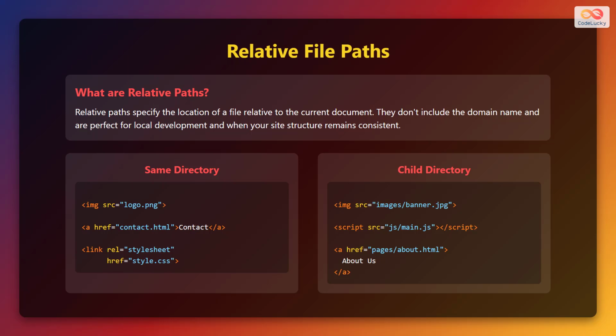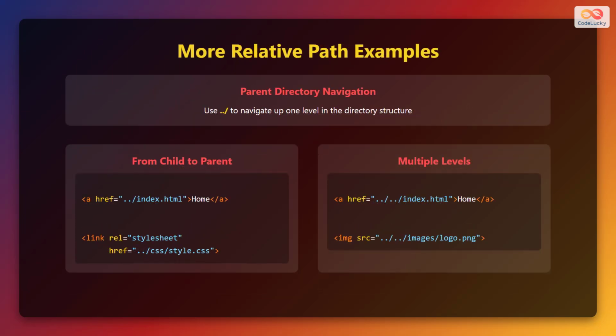If your file is in the same directory, you can directly reference it by name. The code snippets provided illustrate how to link images, other HTML pages, and style sheets located in the same folder. On the other hand, if the file is in a child directory, you need to specify the folder name followed by a /, and then the file name, allowing you to include resources from subfolders.